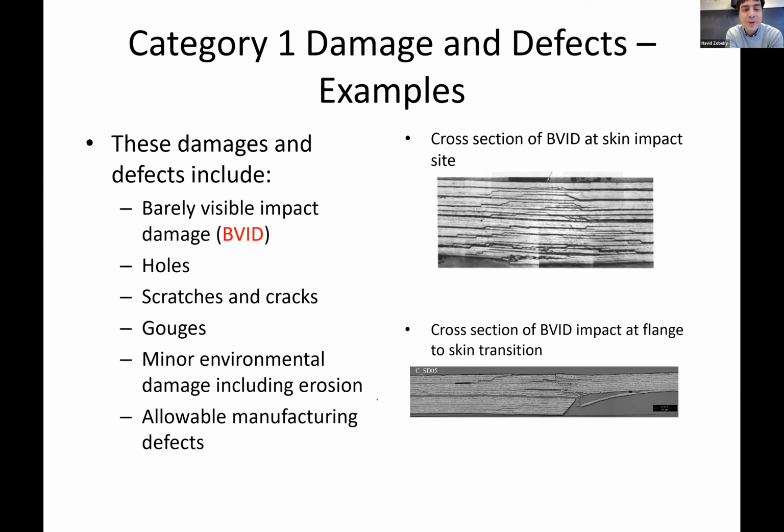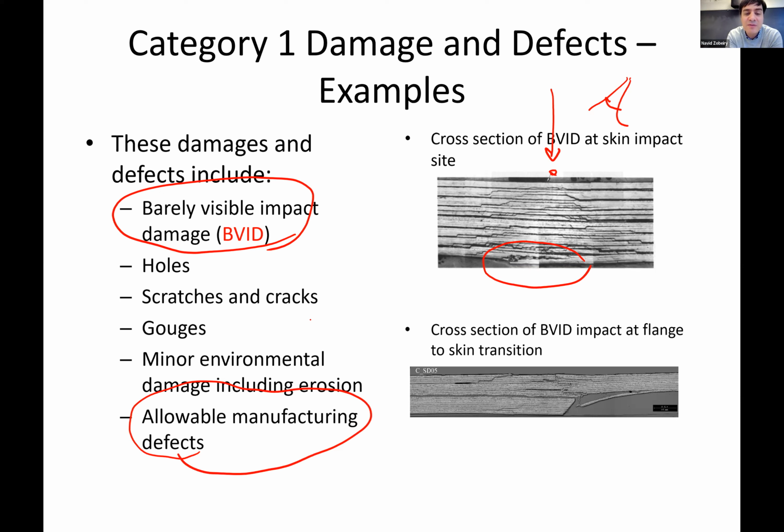Example is barely visible impact damage. There is an impact on the structure. If you look at it from the side of the impact, there is a tiny imprint perhaps. We know on the other side, there's probably more damage, but we call it barely visible impact damage because we cannot detect it easily. There might be some manufacturing defects. There might be some environmental degradations. These are all category 1. They don't change the behavior that much, right? But we still have to consider them.